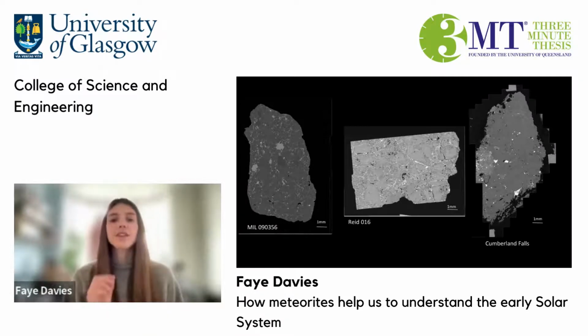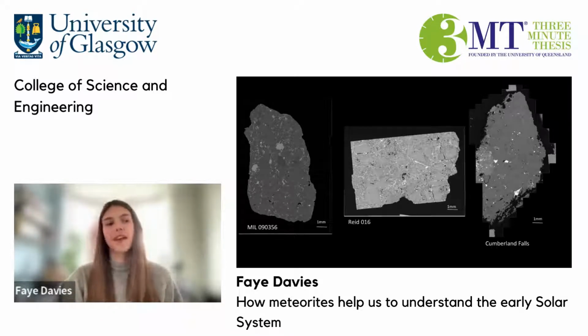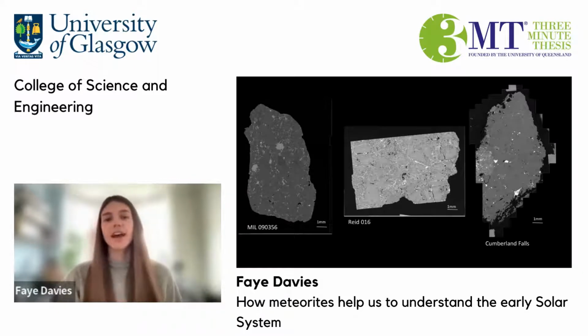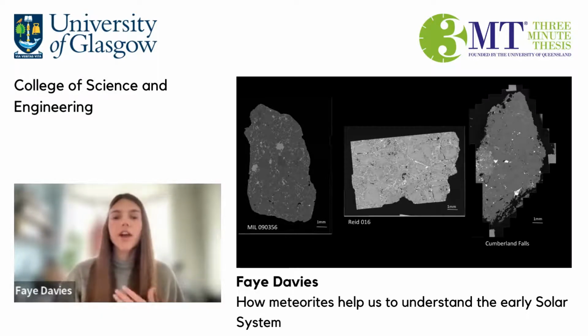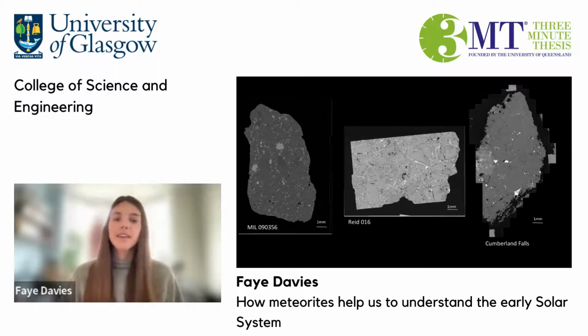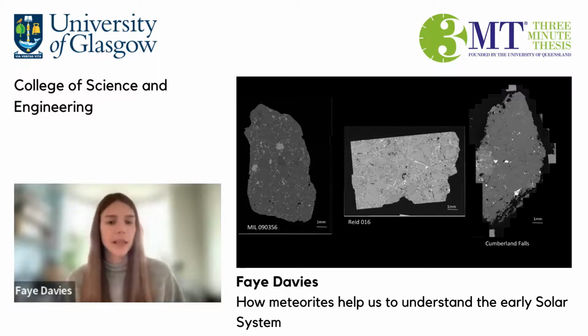However, for some of these protoplanets, there are still remains in the form of meteorites and asteroids, and that's the aim of my research: to use meteorites to gain more of an understanding of the early solar system and its protoplanets. I'm looking at a specific type of meteorite called an achondrite. Now, achondrites are known for being similar to the rocks we find on Earth, coming from the outer shell of these now destroyed planets, giving us more of an insight into the geological history of these protoplanets.